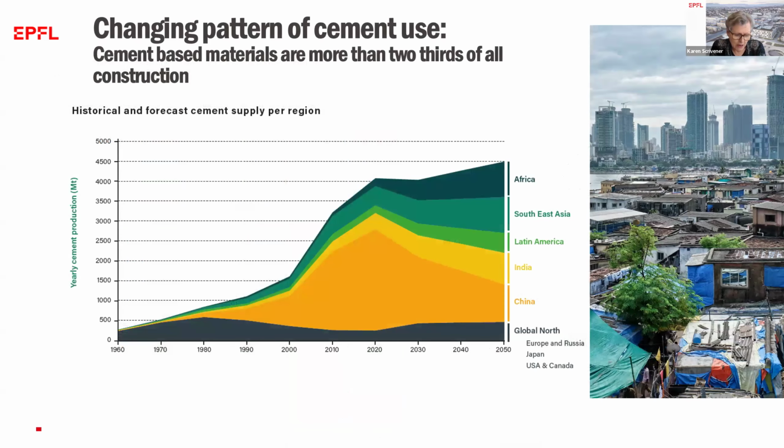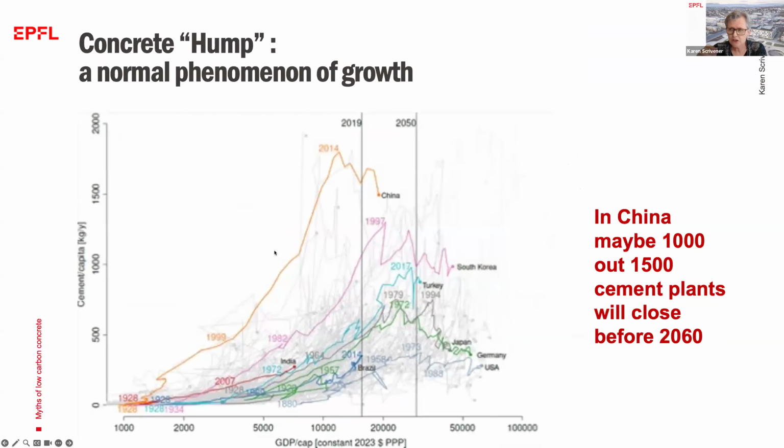Now, where we've got to make it better, we have to take into account where cement is being used. In the last 40 years, the huge growth in cement was dominated by development in China. And China now produces more than half of the world's cement. But in the next 30 years, this situation is going to change again. Use in China has already started to decrease, and this is a normal phenomenon of growth.